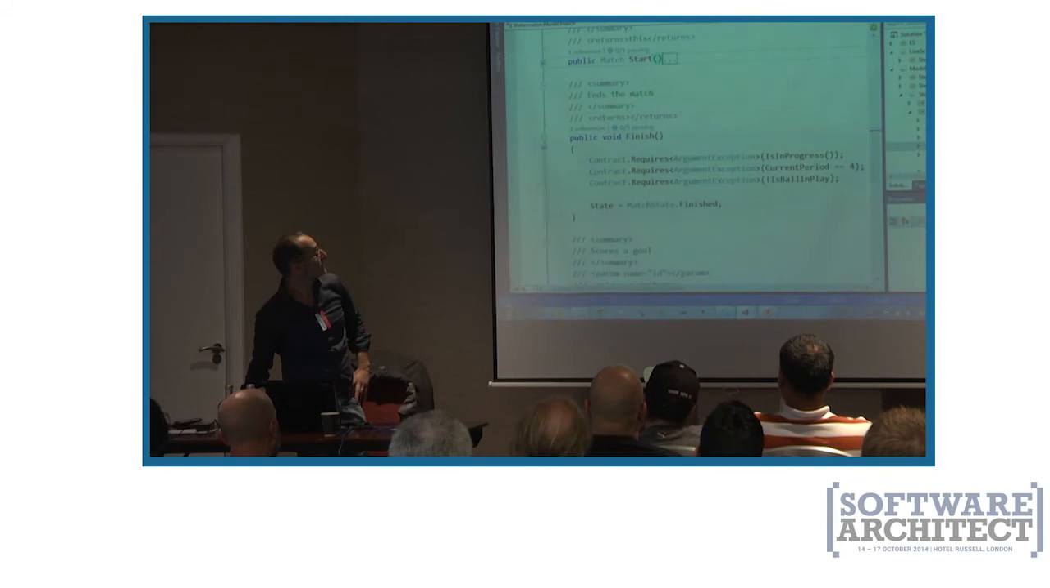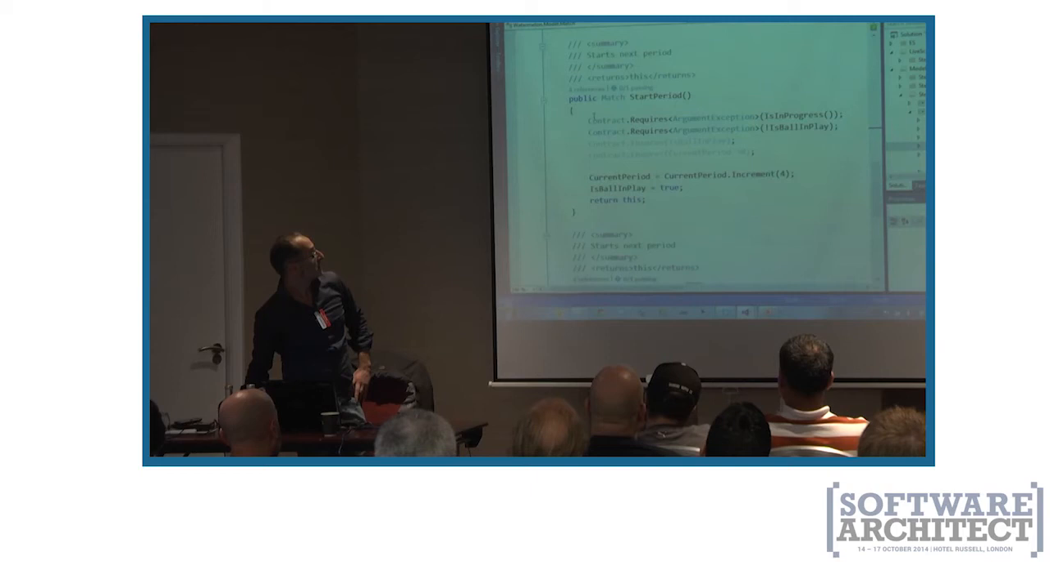Start period. I require that to start a period, the match is in progress and the ball is not in play. And this is just a feature of code contracts in .NET. I ensure that once this method ends, the ball is in play and the current period is greater than zero.